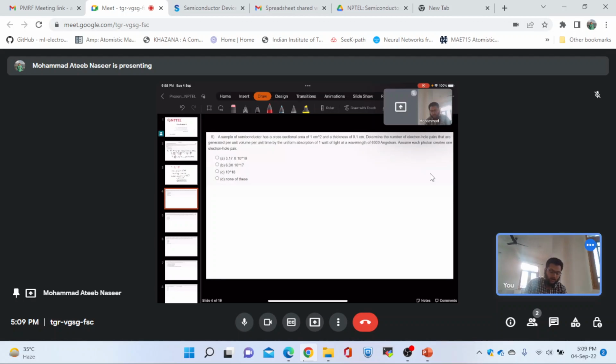And we have been also told that this photon creates 1 electron hole pair. Now let's approach this problem by first noting the things that we are given. A is given to be equal to 1 centimeter square and the thickness is given to be equal to 0.1 centimeter.